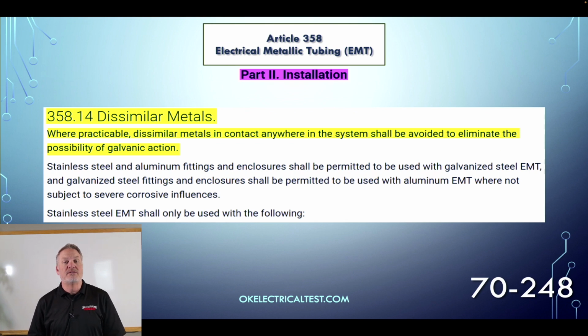Let's go to Article 358. This is EMT, or electrical metallic tubing. And 358.14, we've got dissimilar metals. Where practicable, dissimilar metals in contact within the system shall be avoided to eliminate the possibility of galvanic action. When we have dissimilar metals, we have this galvanic action that occurs, and that's going to end up causing corrosion for us. So we want to stay away from dissimilar metals when we're dealing with EMT.